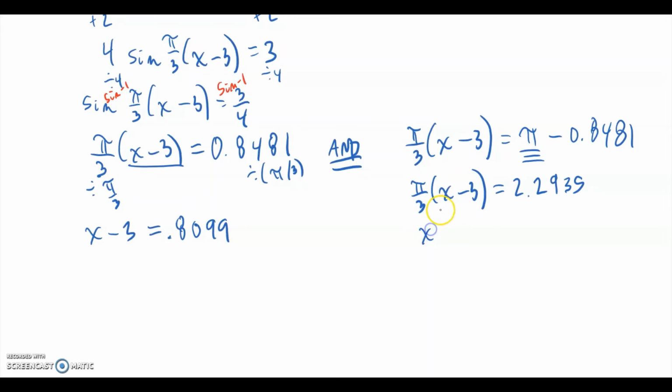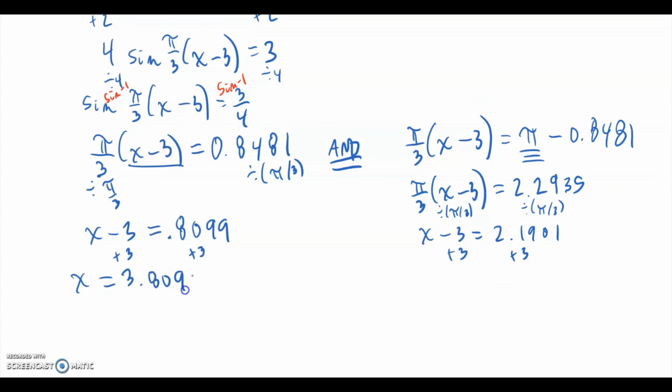And then here on this side, dividing by pi over 3. It's not a very good pi. So 2.2935 divided by parentheses pi over 3 gives me 2.1901. Then, just old school, add 3, and make sure I'm doing it on both sides of the equation. So I end up with x equals 3.8099 and x equals 5.1901.